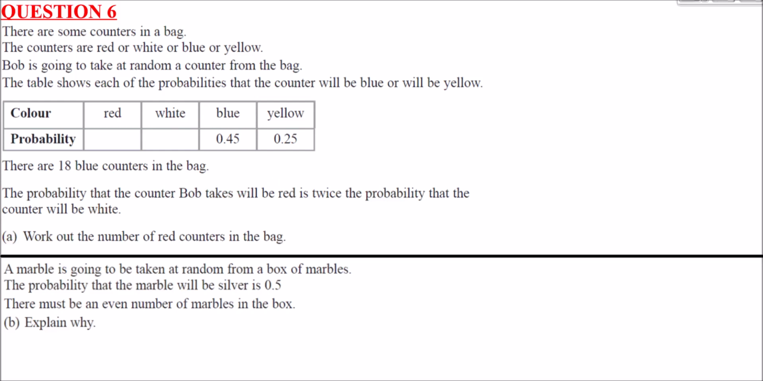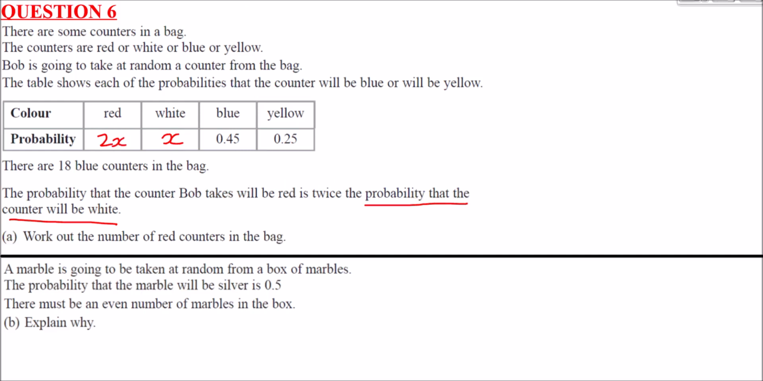So if I just take this in terms of probability of it being white, if I call that X, say, the chance of him picking a red is twice that probability. So I'm going to go red is double X, which is 2X.